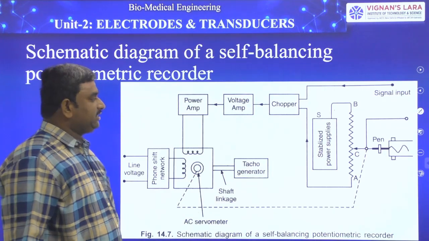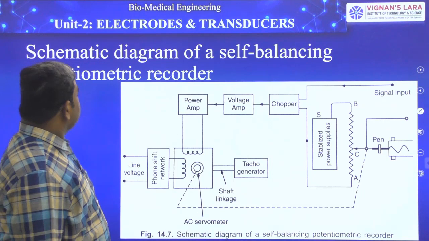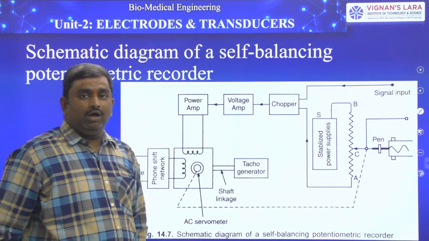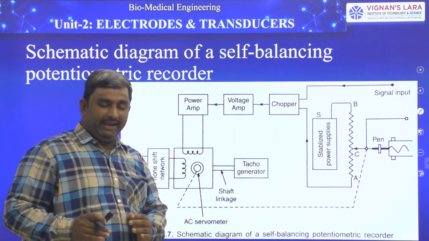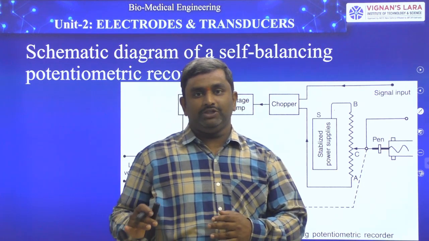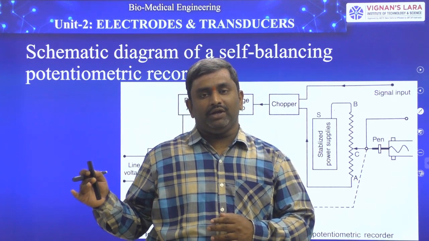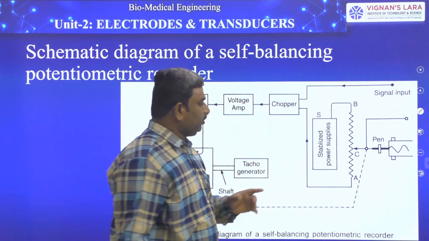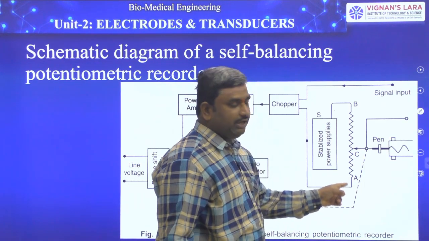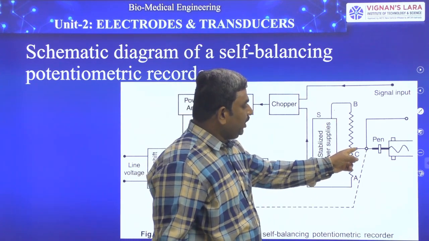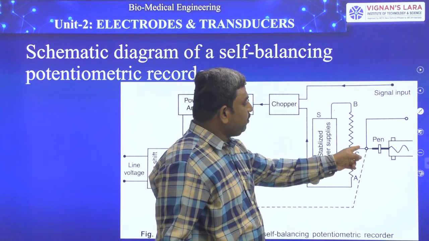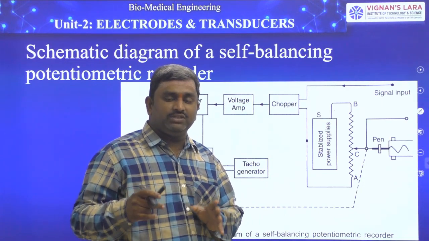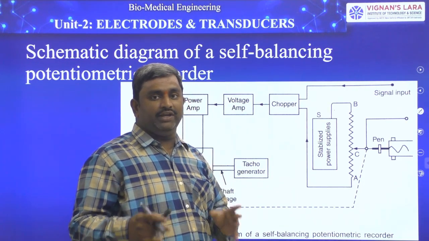Alright. Next, this is the self-balancing potentiometric recorder. The name itself says what the operation is. In the previous class, in the galvanometric recording system, we used motor principles. Here we are using the potentiometric principle. See here, we have a resistor and a pointer. This pointer will move from top to down, which means different variations in the resistor.